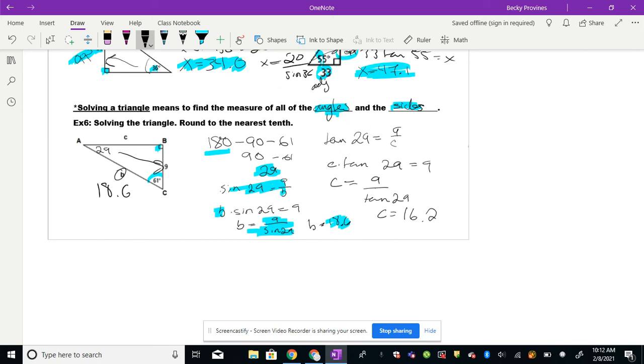All right, we're going to do the same thing for C. This time I chose to use the tangent of 29 because we'll have the opposite, 9, over the adjacent, C. So we have tangent of 29 equals opposite 9 over adjacent C.